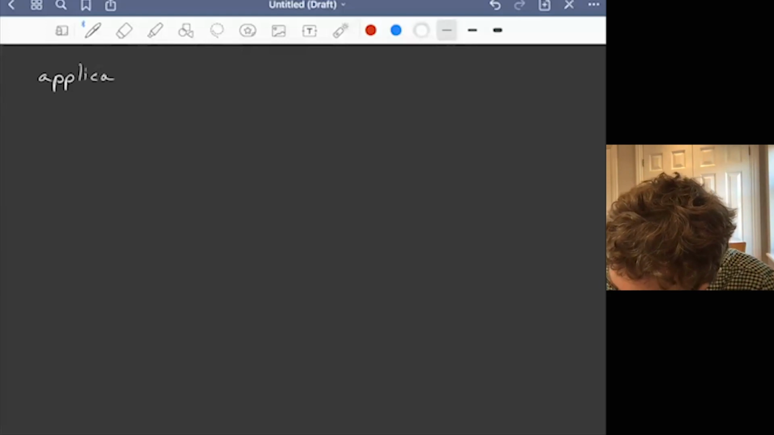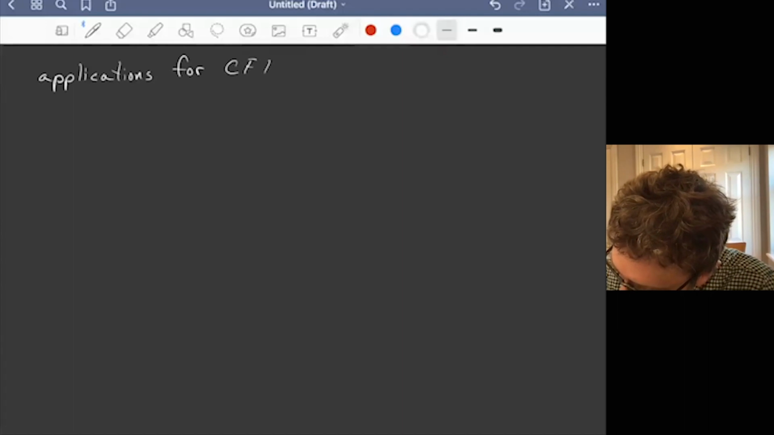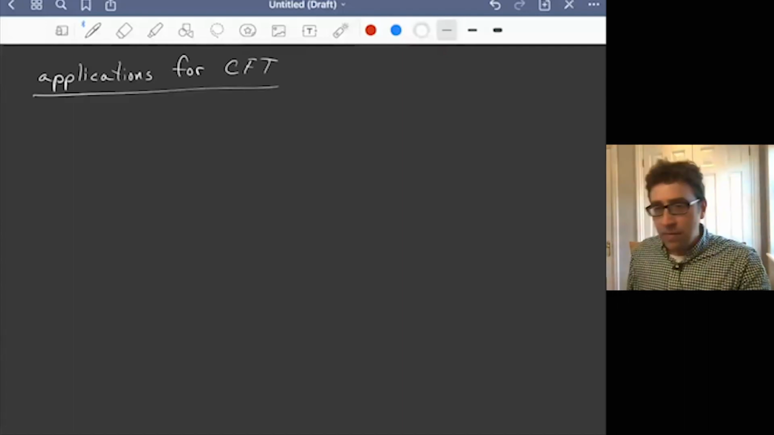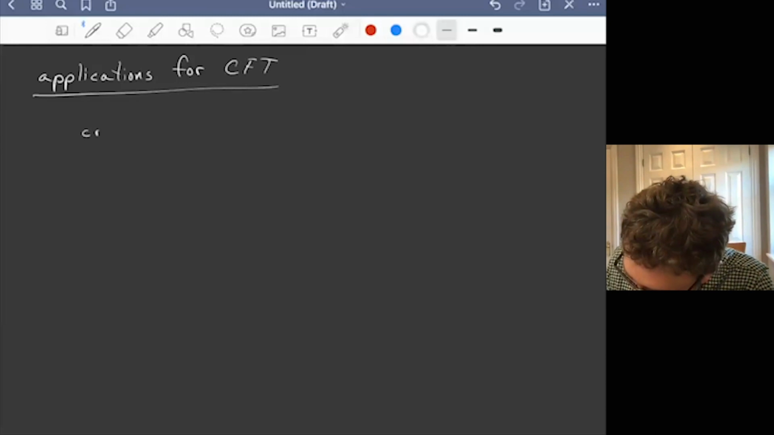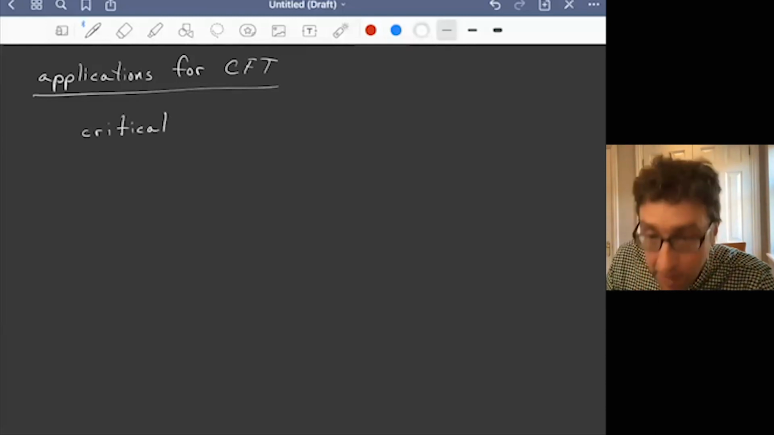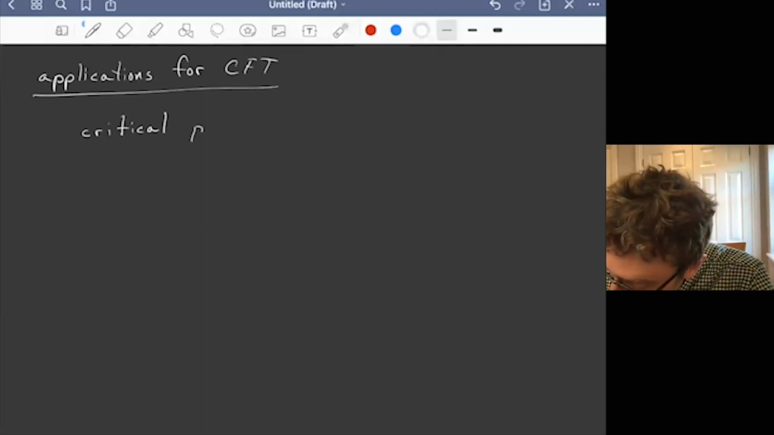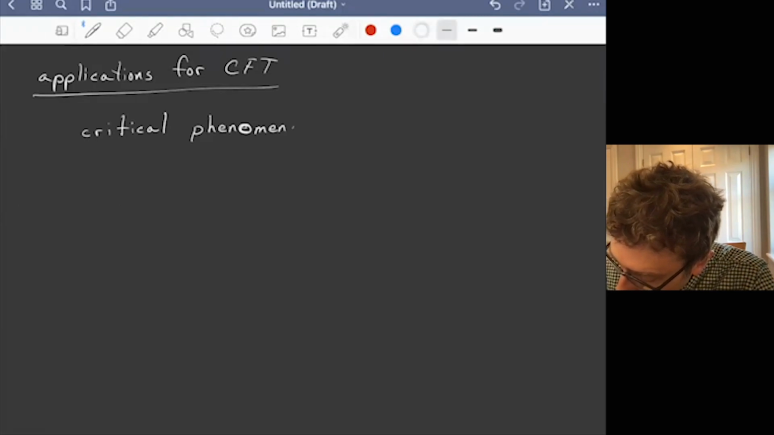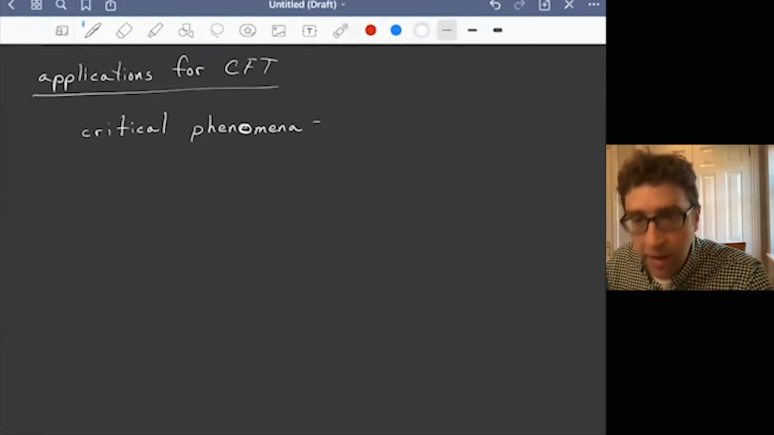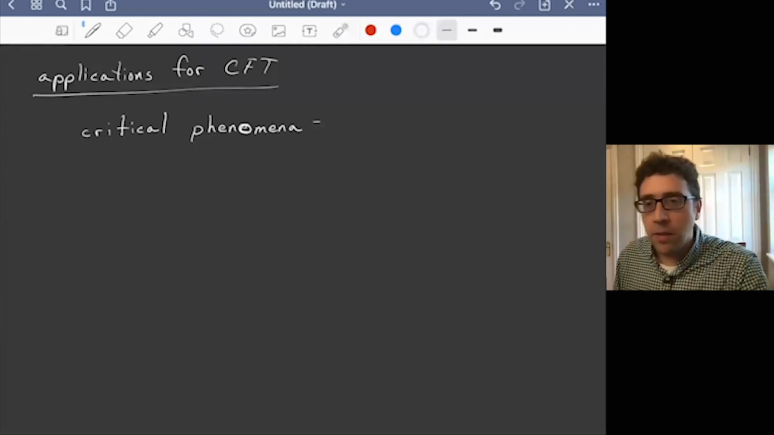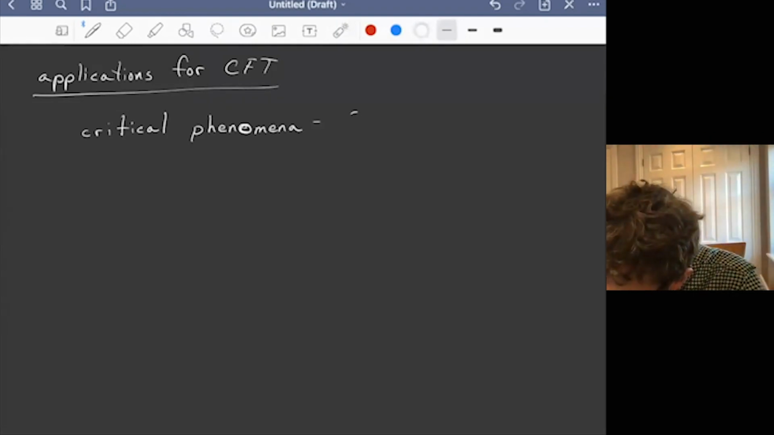So, applications for conformal field theory. Maybe number one on the list, because it's experimental, and so often a lot of what we do seems very divorced from experiment these days, is that it's related to critical phenomena. What do I mean by critical phenomena? I mean materials that undergo phase transitions. There's this notion of a second order phase transition.